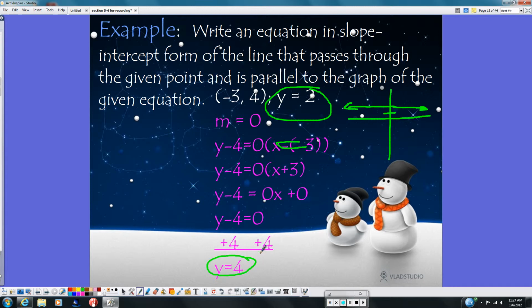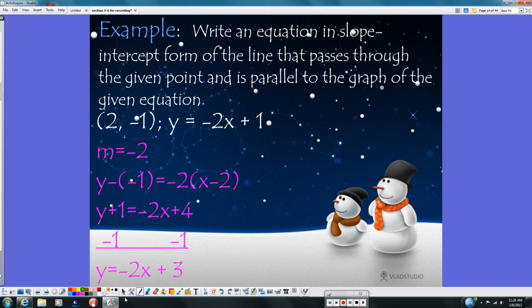Now the shortcut here, if you realize that this is a horizontal line, all you're going to need is this number from your point, because that's the point that we're going to pass through. So we're going to pass through the point negative 3, 4, which is right here on our grid. And in order to have a horizontal line, it's got to go through that point. So it's going to be y equals 4. Or you can go through the work. Either one would work. A final example here.